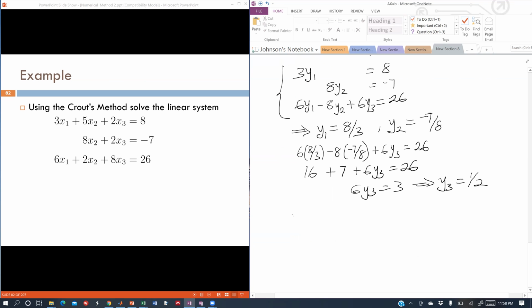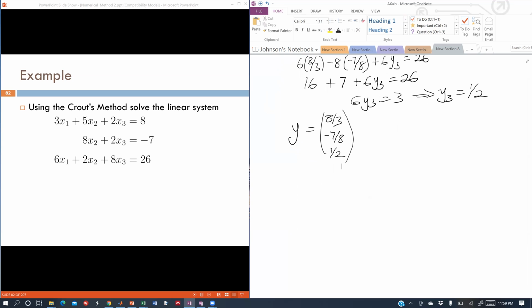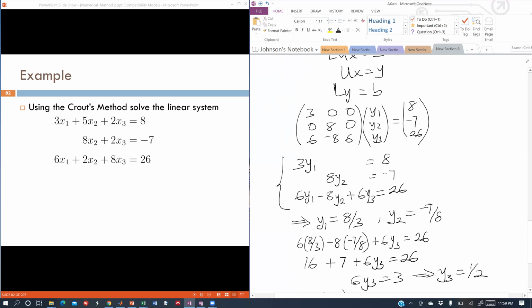So we can write the vector for y as y1 is 8 on 3, y2 is minus 7 on 8, and y3 is 1 on 2. So this is our vector y. And so now we can go ahead and solve the system that contains our x. So Ux is equal to y. And what is our U? Our U from the previous calculations up there is like 3, 0, 0; 8, 0, 6; -8, 6. And this is our U, as we got it from here.